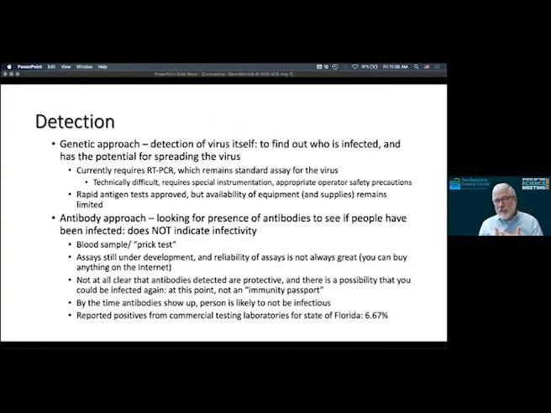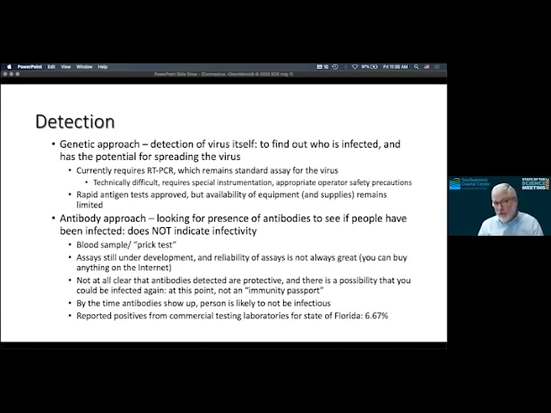So how do you detect this particular virus? There are the genetic approaches which actually detect the virus, the presence of the virus itself. And these are the tests we need when we're trying to figure out who's infected and who has the potential for spreading the virus. This currently is done primarily by a laboratory test called an RT-PCR. It is, however, a technically difficult test. It requires special instrumentation, appropriate operator safety precautions.